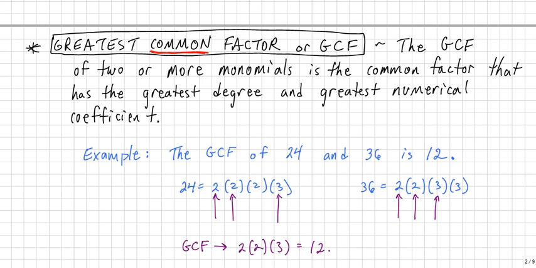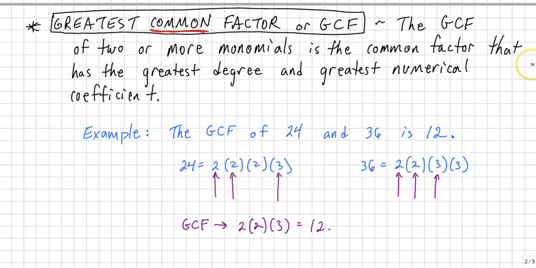All right. Well, let's move on and talk about the greatest common factor. So the greatest common factor, which we abbreviate GCF, the keyword there is common. Our definition will be: the greatest common factor of 2 or more monomials is the common factor that has the greatest degree and the greatest numerical coefficient.